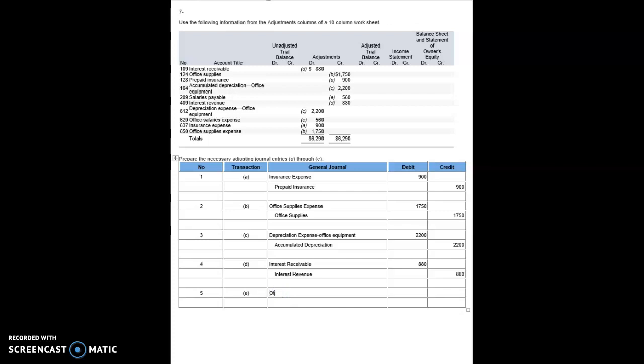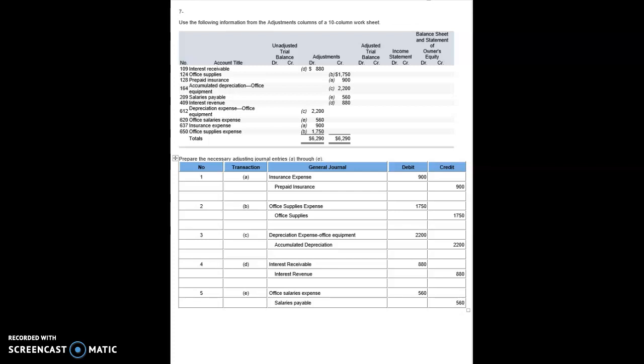E, we are debiting office salaries expense for $560. And the credit that went along with that was salaries payable for $560. So in this case, we're recognizing that we owe the office salaries expense as of now, but it's not payday yet. So we're setting up a liability to pay them sometime in the future. So that's how we would record our adjusting entries from the worksheet.